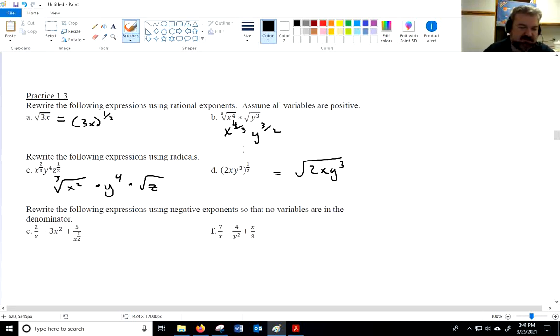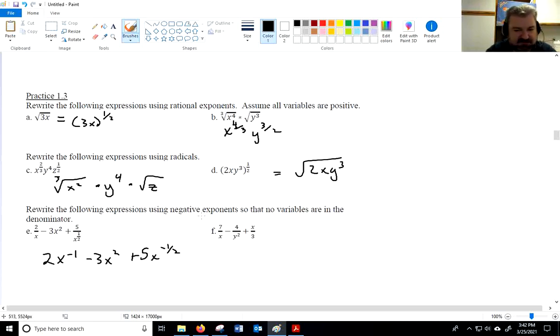Lastly, I ask you to rewrite the following expressions using negative exponents so that no variables are in the denominator. This is actually a little technique that we use a lot in calculus. We like to rewrite our expressions with no variables in the denominator because it makes some of the work easier. So this would be 2x to the negative 1. And the 3x squared is fine. And then I'll move this up as well, making this 5x to the negative 1/2.